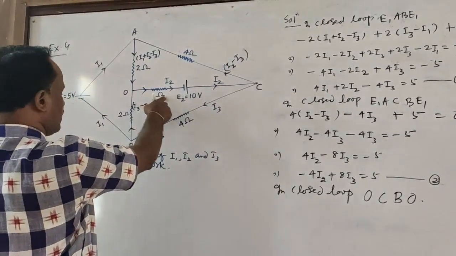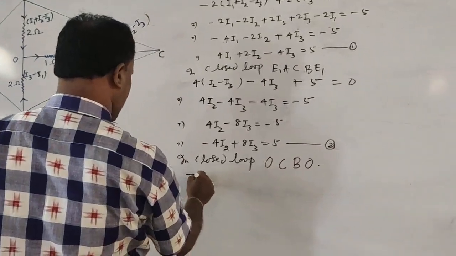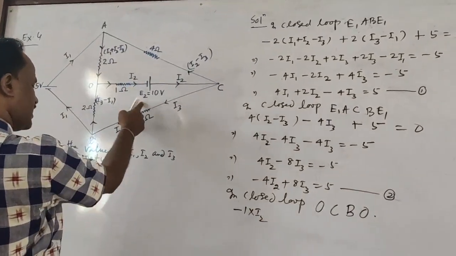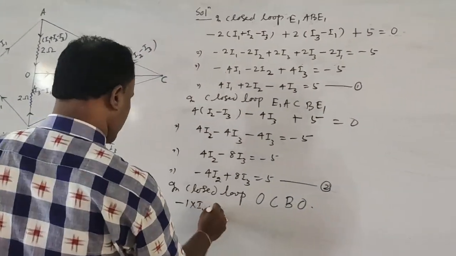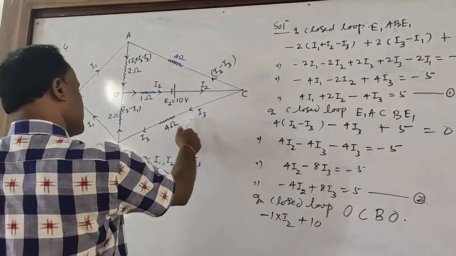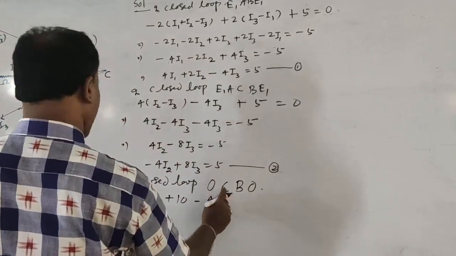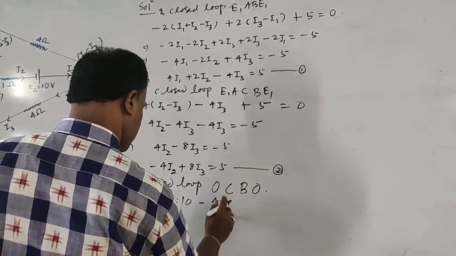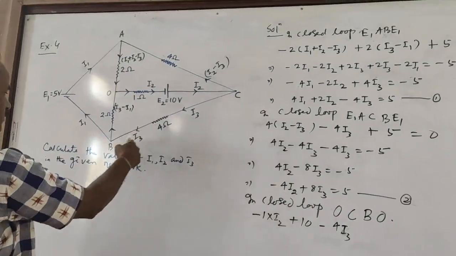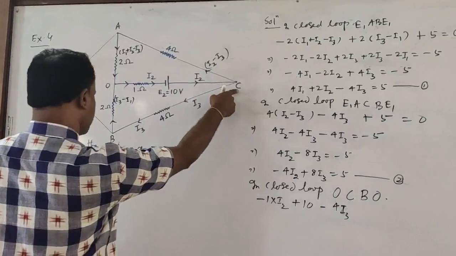Across one resistor, there is a loss of potential, and that loss of potential is 1 multiplied by I2. Across this cell, there is a gain in potential, which is taken to be positive, that is given as 10 volt. And from C to D, there is a loss of potential, which is 4 into I3.